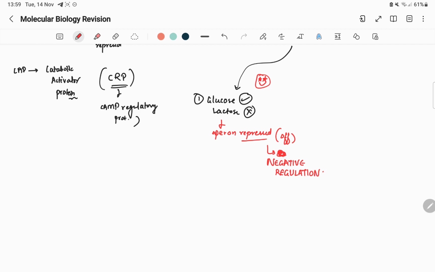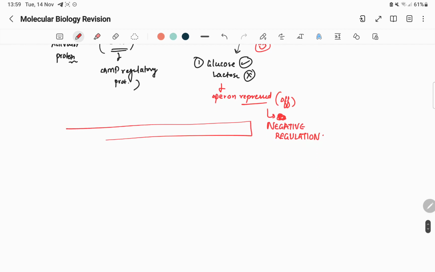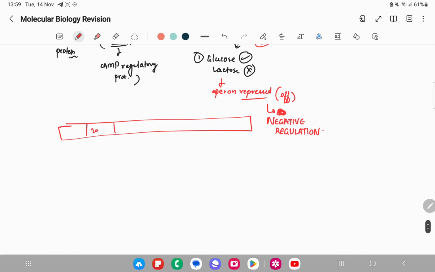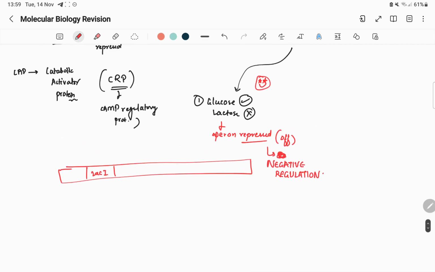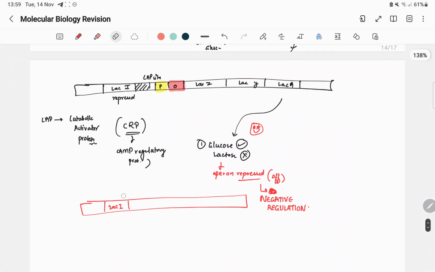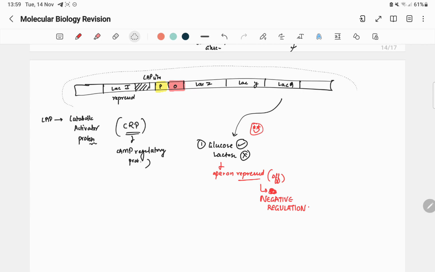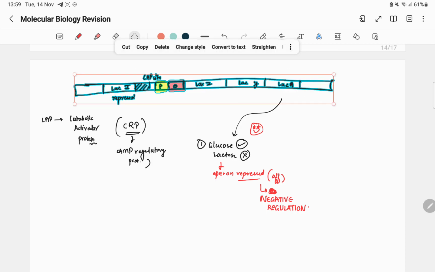Okay, so how is it done? Let's see. Okay, the lac I gene is there. Let me copy and paste the linear array. I can't draw the linear array many times, I would have to draw it at least two times. So why should I draw it? Let me copy and paste.